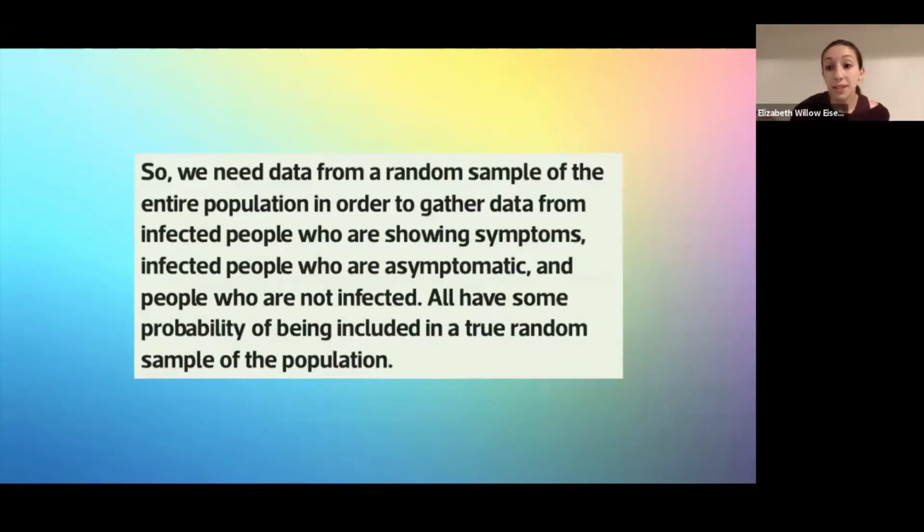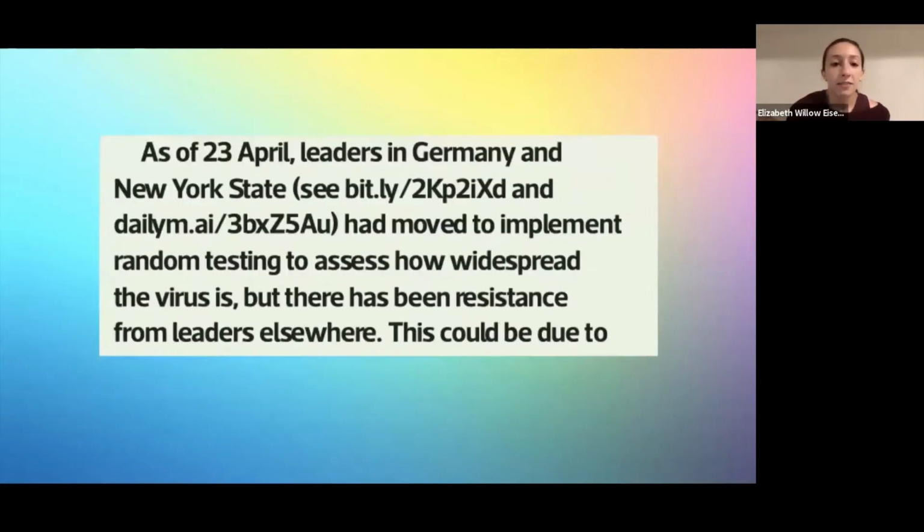But to do this, we would need data from a random sample of the entire population. And we would need that to be able to get people who are asymptomatic, symptomatic, and not infected, have them all have the correct probability of being sampled. And some leaders are starting to do this. This was written, I think, in April, or maybe May. So it's not that updated, but it's definitely not being done that widespread, at least in the US that I know of yet. But hopefully that will change.